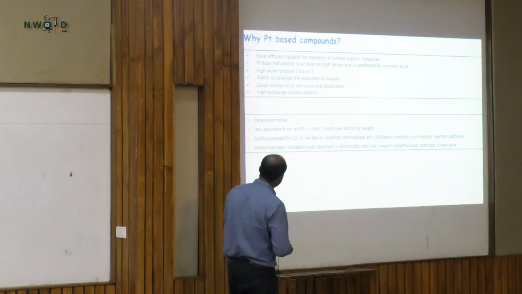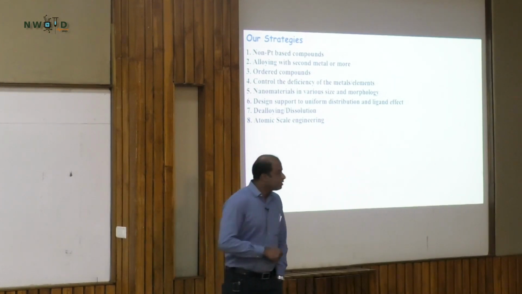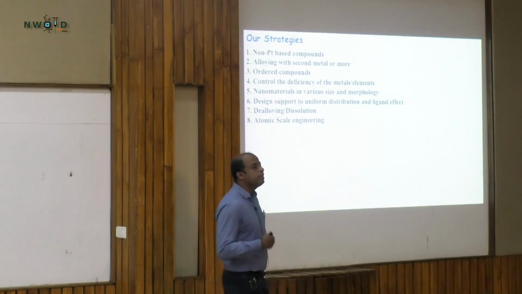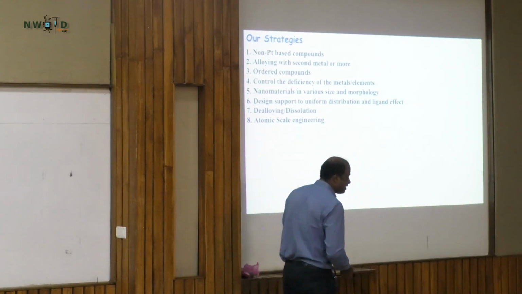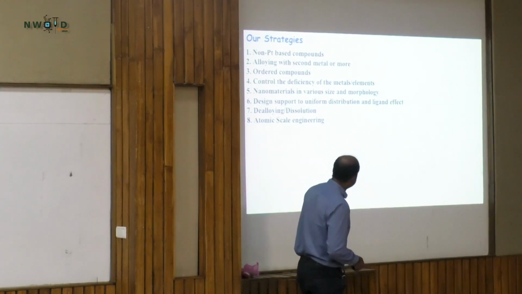So these are all the problems, and then we have tried a lot of strategies. Strategy number one: non-platinum, alloy with a second metal. When you alloy, you are changing the electronic structure. You are changing the d-band. So automatically you are changing the delta G and other parameters in the system.